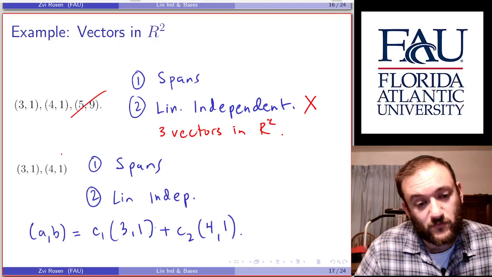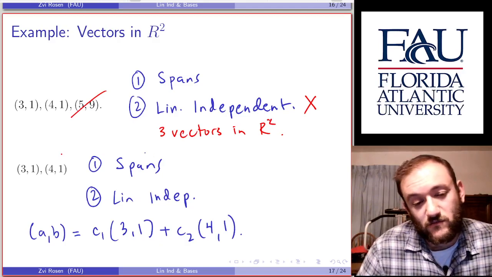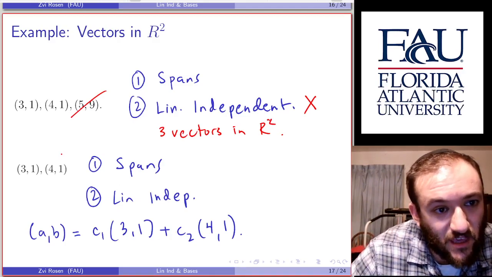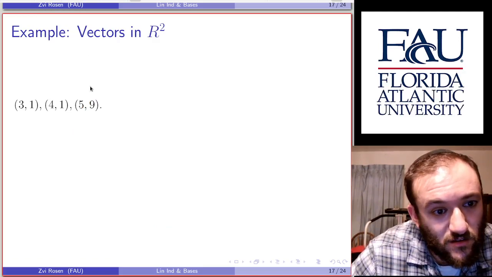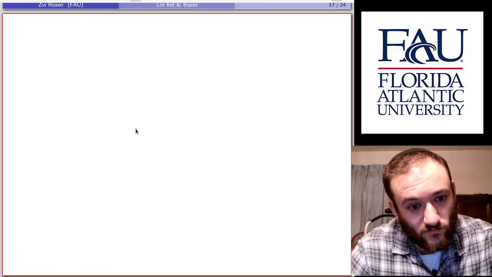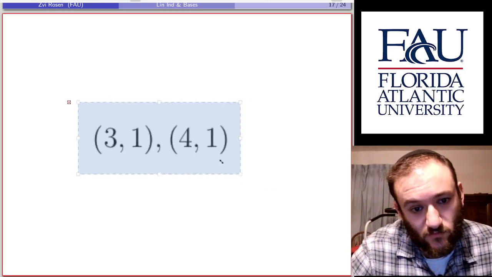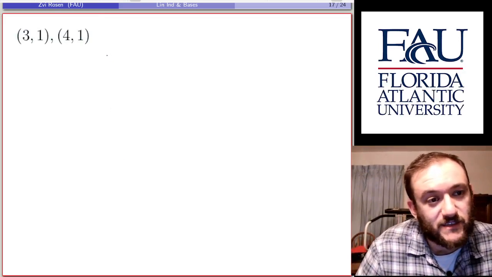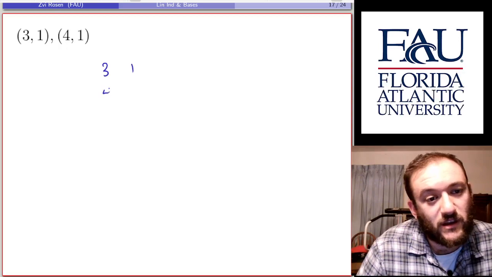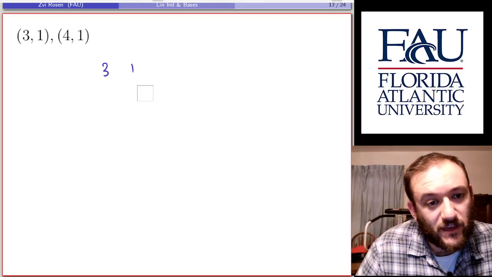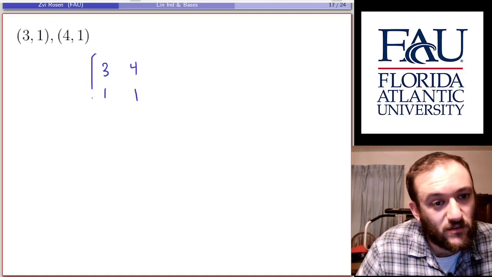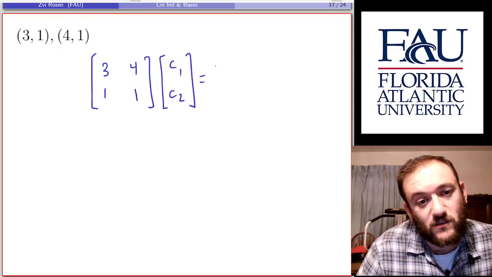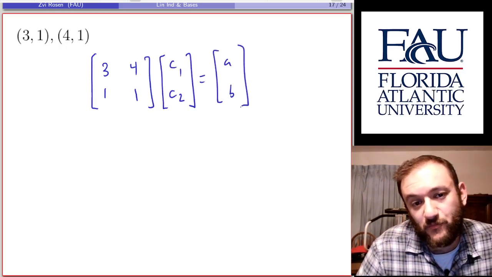Okay. Well, this is kind of the same thing as the following equation. I'm going to just make a new page here. Okay, here are vectors again. So what we're really looking at here is if we have (3, 1) and (4, 1), and we multiply it by the vector (C1, C2), will there be a solution for (A, B)?